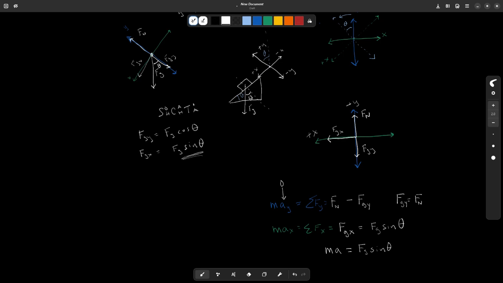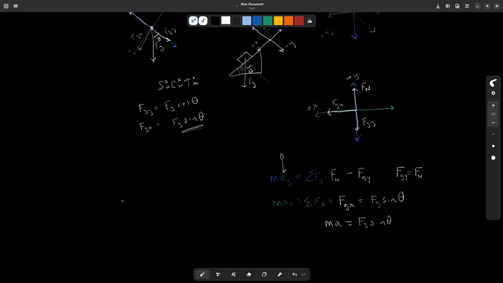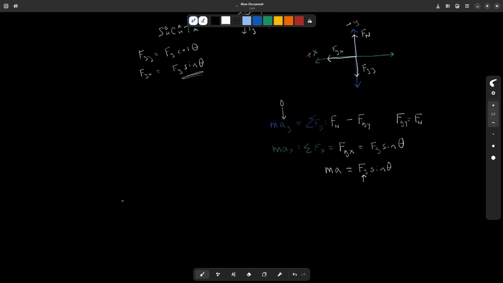Now, I know that Fg is a non-variable force, meaning it always has a value that we can define based on some equation, and that equation is mg. So I'll get that ma is equal to mg sine of theta. I can cancel my m's, and I just get that a is equal to g sine of theta. And that's it. Those are the 5 steps that you need in order to solve forces problems.